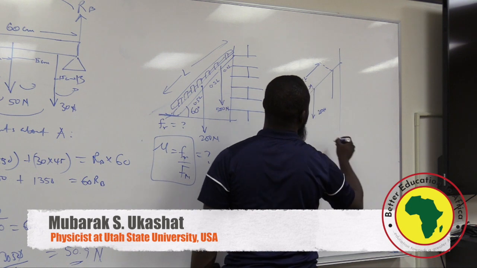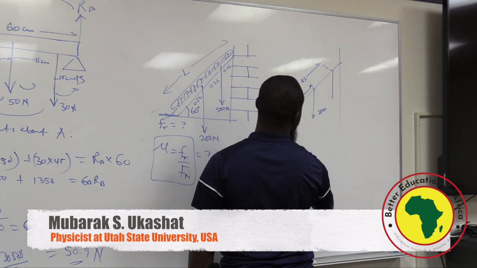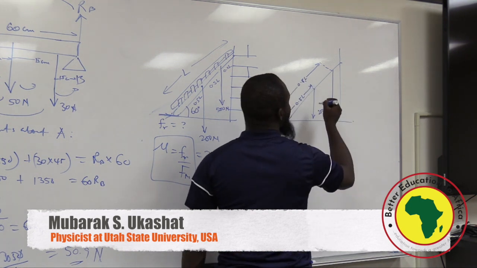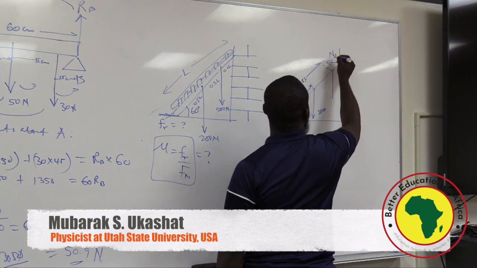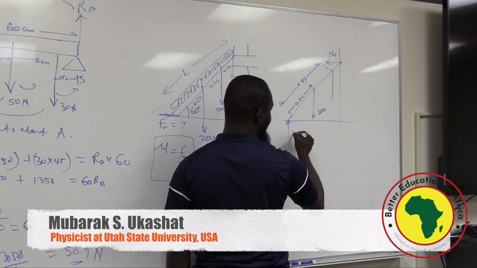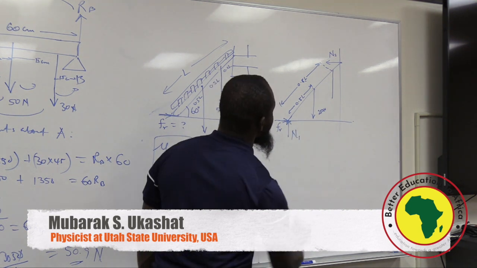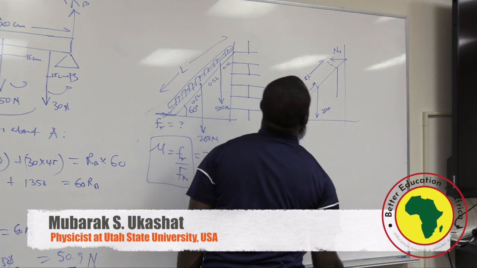So this is the wall. And this is the floor. Okay? So the only force acting on the wall is what I call the normal reaction from the wall, N2. We have the normal reaction from the floor, N1. And we have our friction, Fr. Good. And this is 60 degrees.